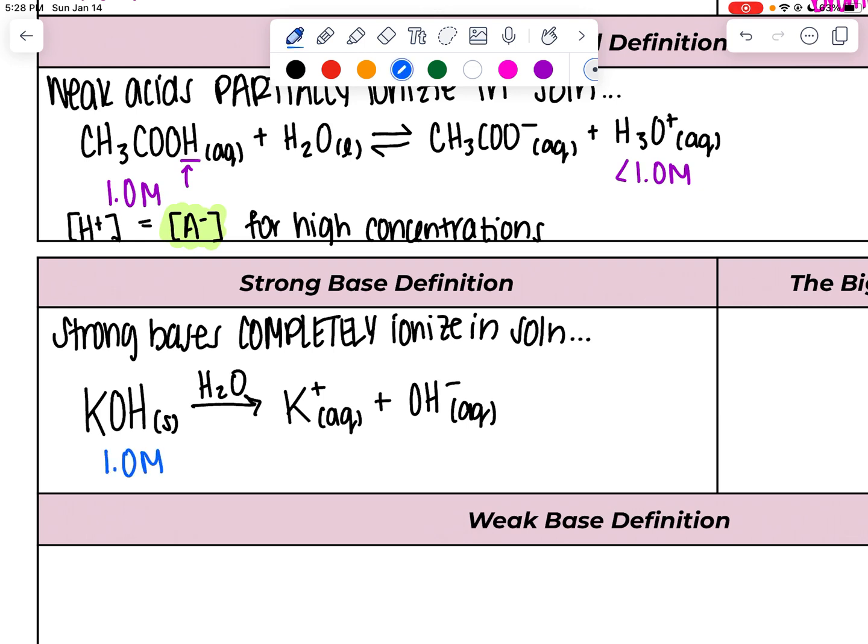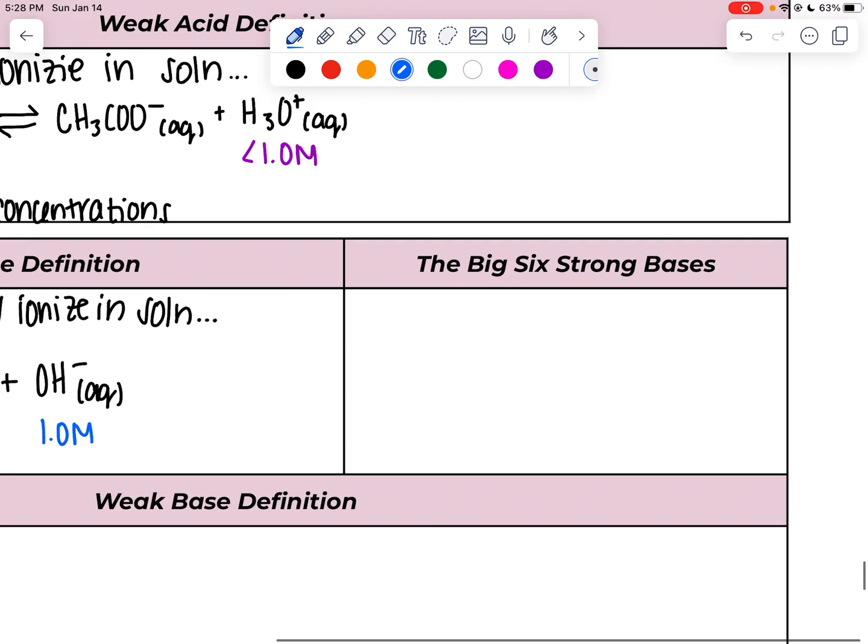So let's say, again, you had a 1 molar solution of this strong base. Because it's completely ionizing, you're going to have a 1 molar concentration of that hydroxide ion after everything has completely dissolved. Just like with strong acids, the only difference here is because we're talking about bases, we're talking about hydroxides. So there are a list of big 6 strong bases I would like you to memorize.